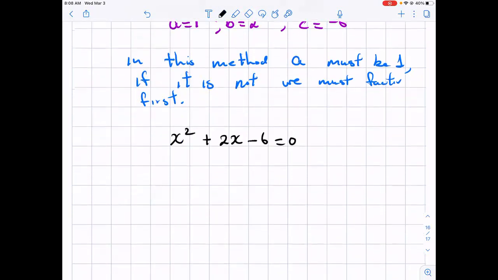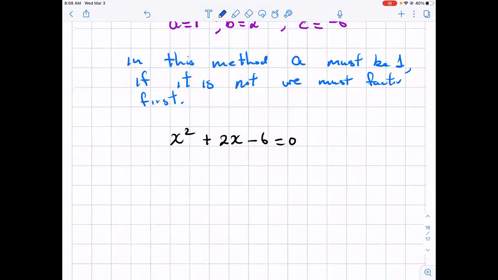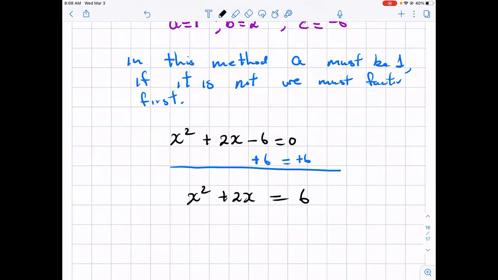So once a is 1, the next thing I'll do is move the c term to the other side. So I will add 6 on both sides. And by doing this, I have x squared plus 2x is now equal to 6. Okay? So we add 6 to each side.